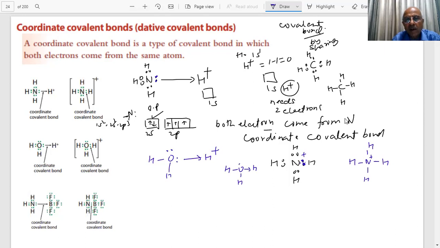And you have a plus charge on this. This is the formation of H3O plus. What am I forming? H3O plus, students. You have seen the hydronium ion. You can see this coordinate covalent bond formation. Can you see it, students?